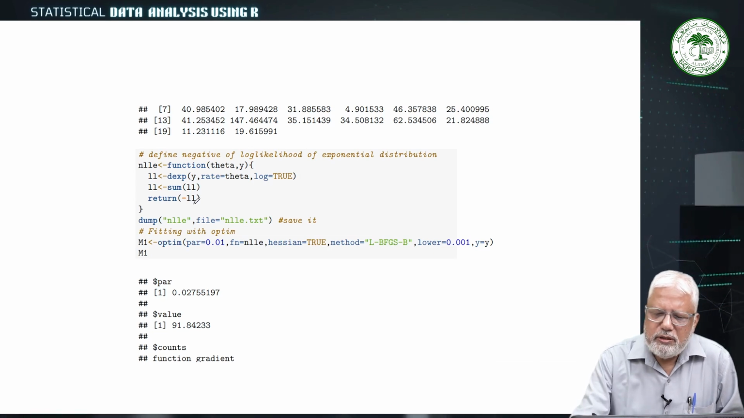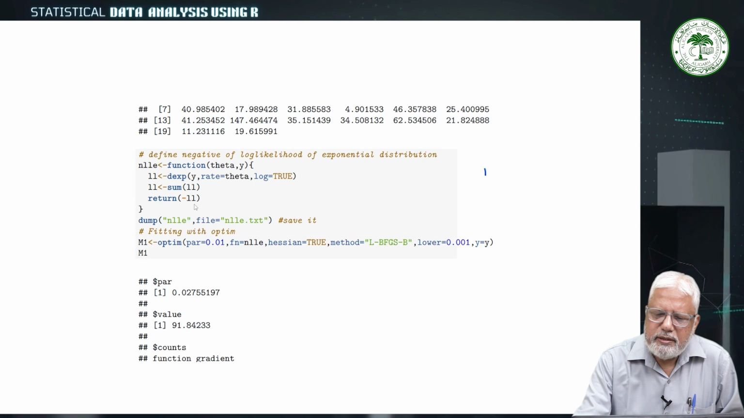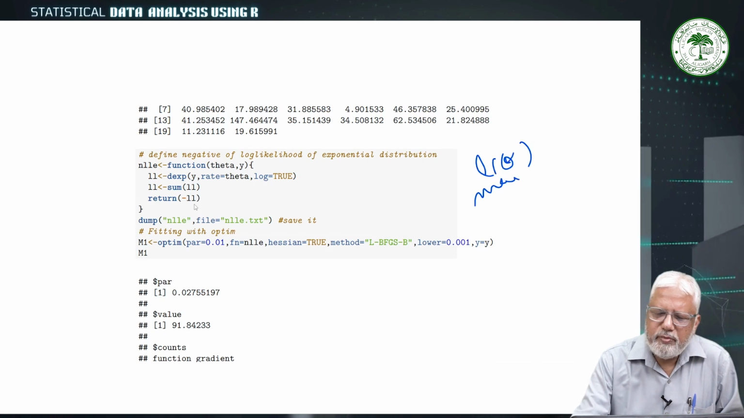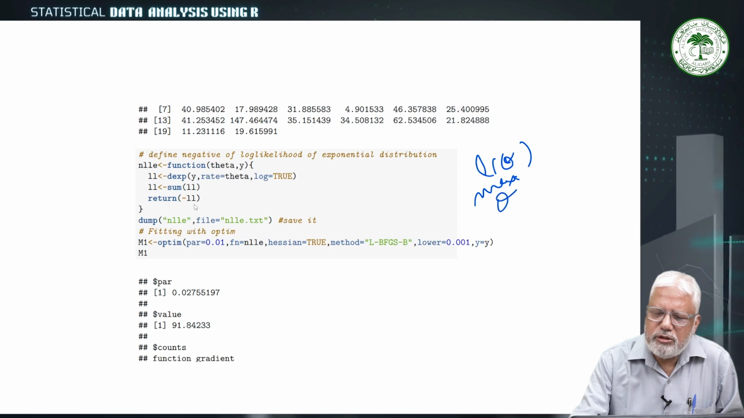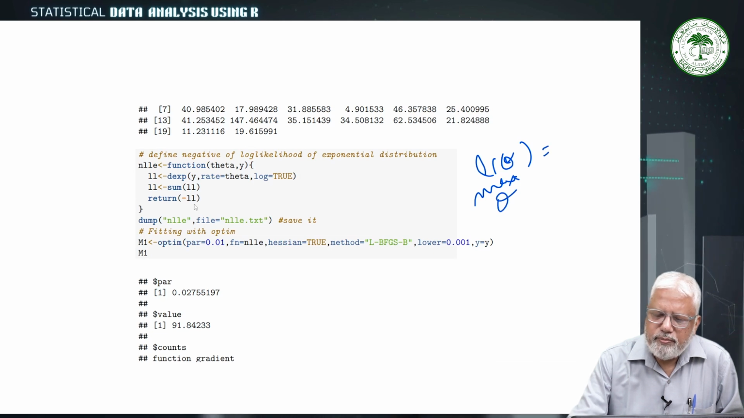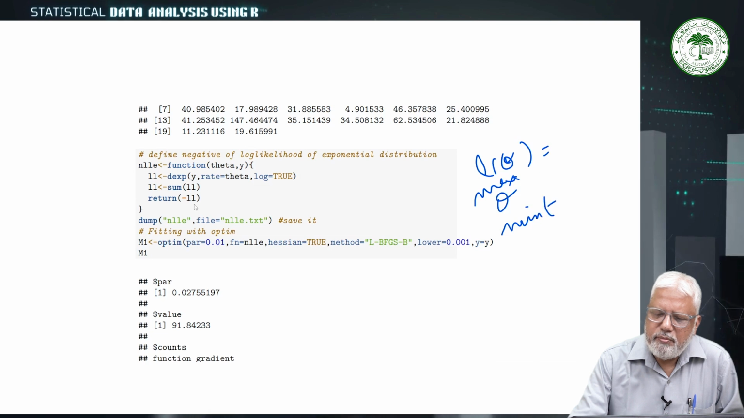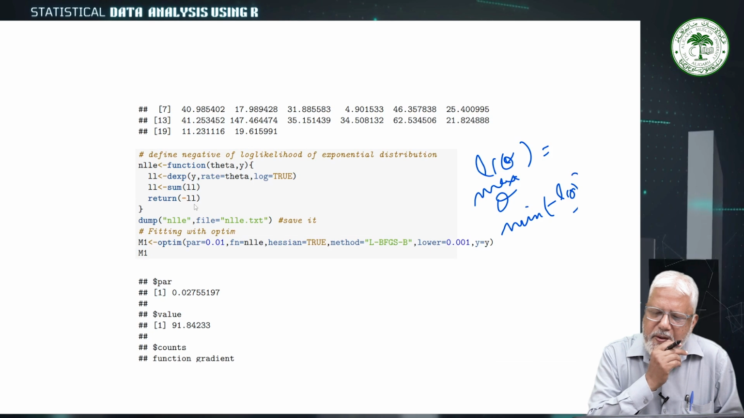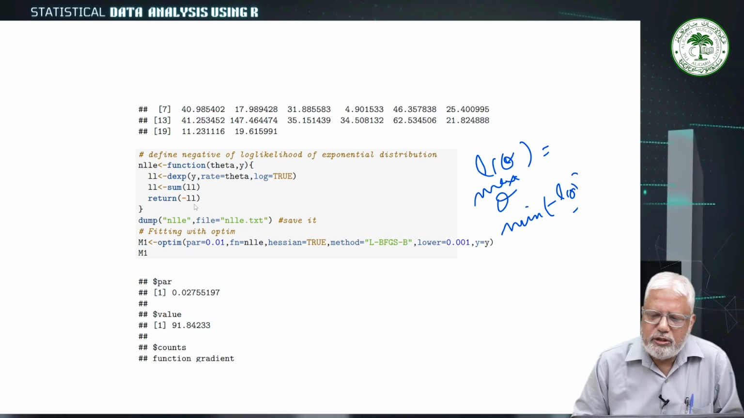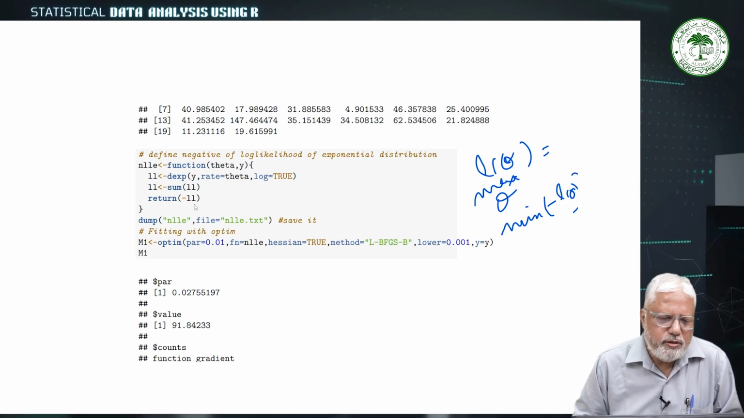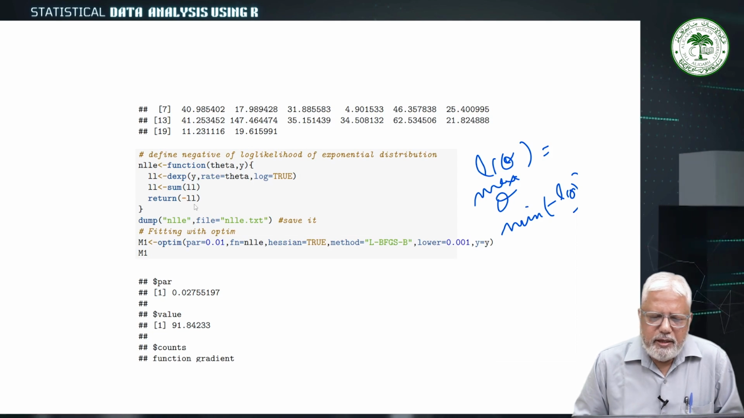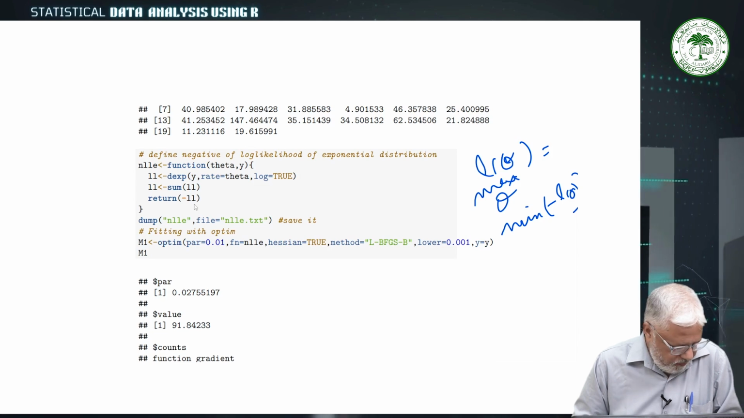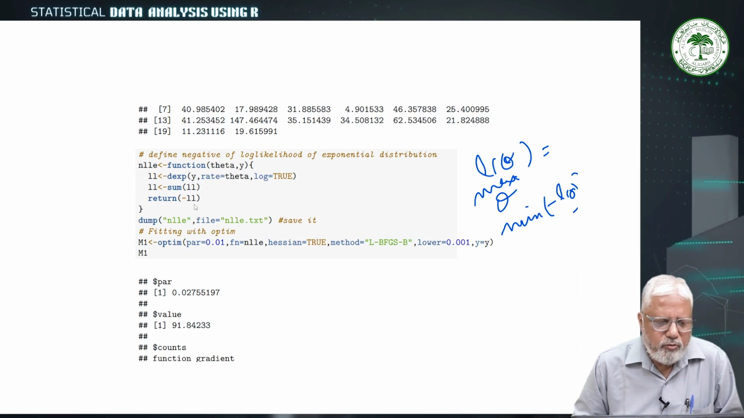And we know that, say this is L theta, the max with respect to theta is equal to the min of minus L theta. It is a well known result. Because optim by default minimizes, that's why we are returning negative values. And then we are defining this function, and then we are going to call M1 equal to optim.